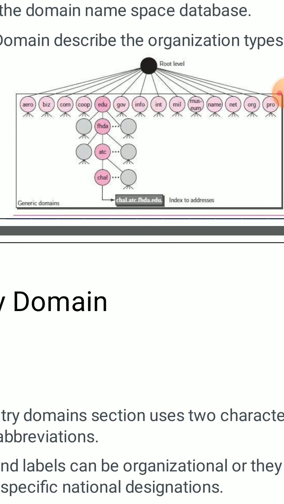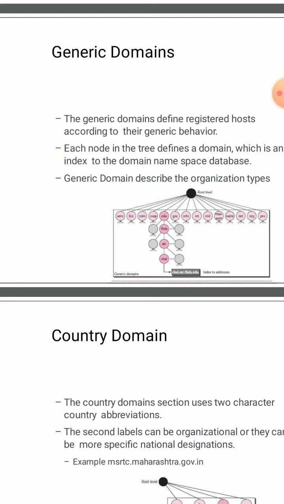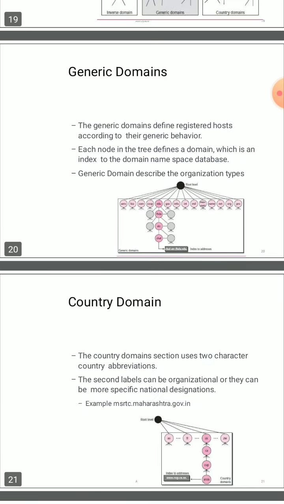For example, fhda.edu. So root level, this is nothing but generic domain. If someone wants to design a website, you want to give some name to this particular website, so we can use google.com like that. We can use just www.something with extension .edu, .com, .in, whatever you want, that you can give to that particular generic domain. So this is for generic domain.